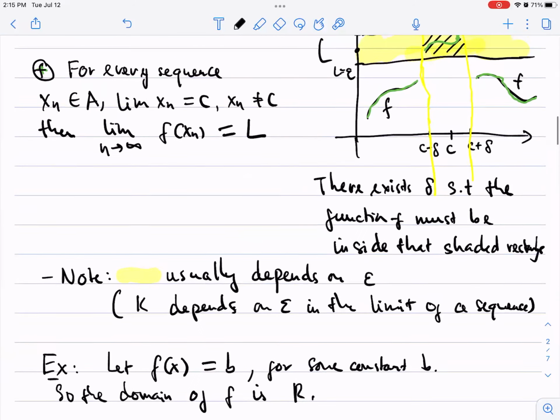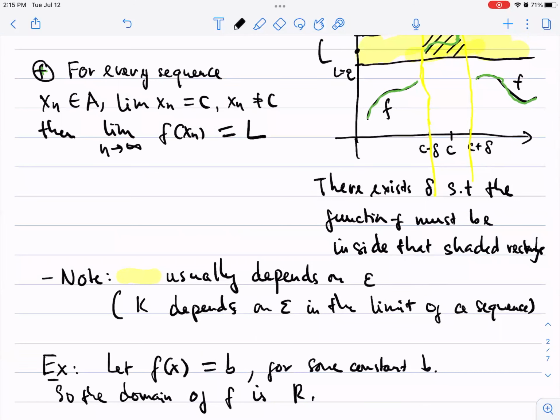Note that in this statement, delta usually depends on epsilon. Similarly, k depends on epsilon in the definition of a limit of a sequence.